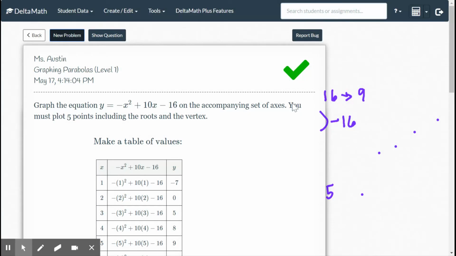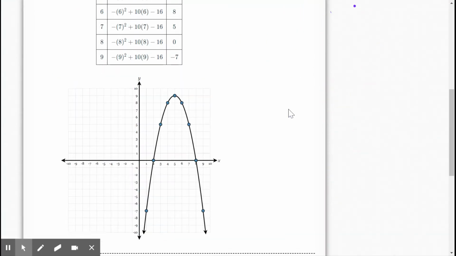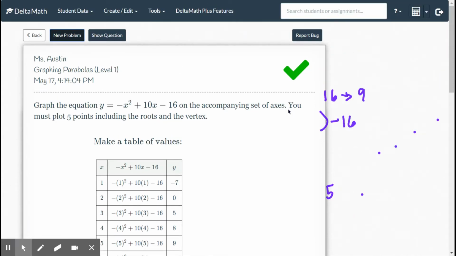Yes, yay. Okay, so when you're doing the DeltaMath, don't forget that 2 of the points have to be the roots. So when you do your pattern 1, 1, 2, 4, if you don't hit the roots, try for the next one, 3, 9, and get rid of a couple of the points.